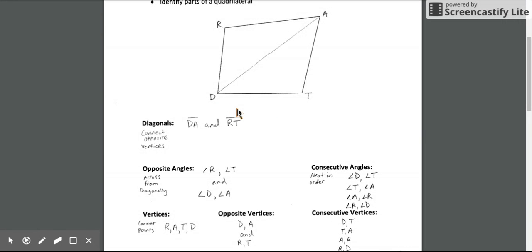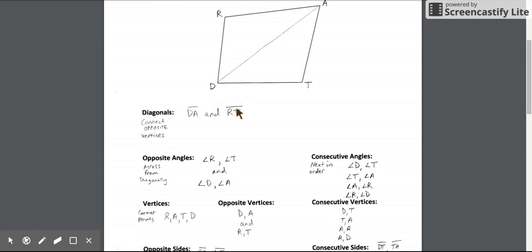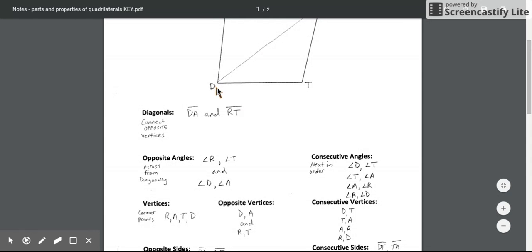We could have opposite vertices. That would be similar to opposite angles in that they are diagonally across from each other. So point D and point A, or vertex A and vertex D, are opposite from each other. Vertex T and vertex R are also across from each other, so they're also opposite vertices.